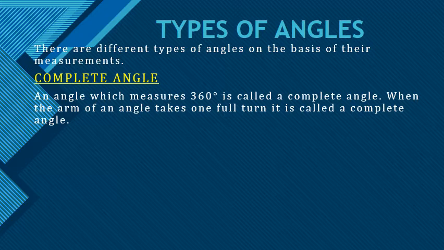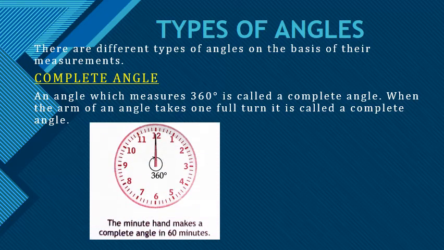That is, when one of the arms of an angle takes a complete full turn and comes back to its original point after taking a full turn, then it is said to make a complete angle. So a complete angle is of 360 degrees.